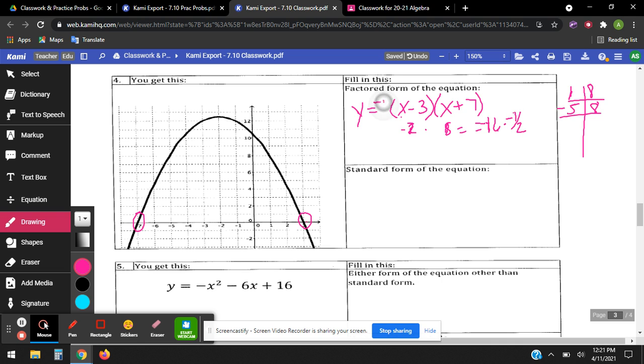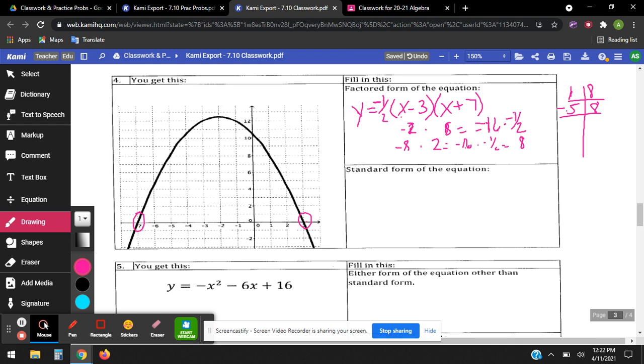Right? Well, there's my -1/2. So let's double check this one. -5 minus 3 is -8 times -5 plus 7, which is 2. That gets me -16. -16 times -1/2 equals +8. All right, there we go. It's -1/2 times x minus 3 times x plus 7.